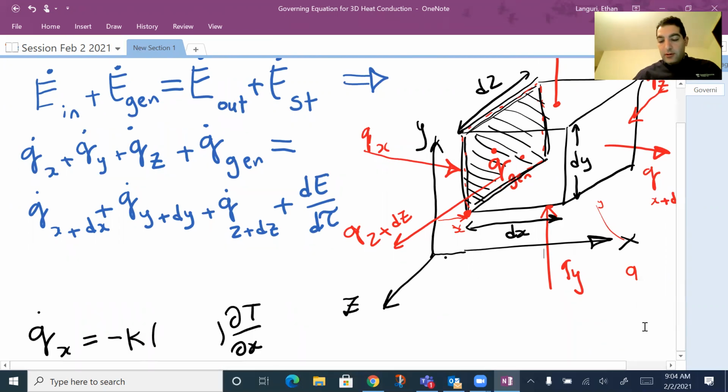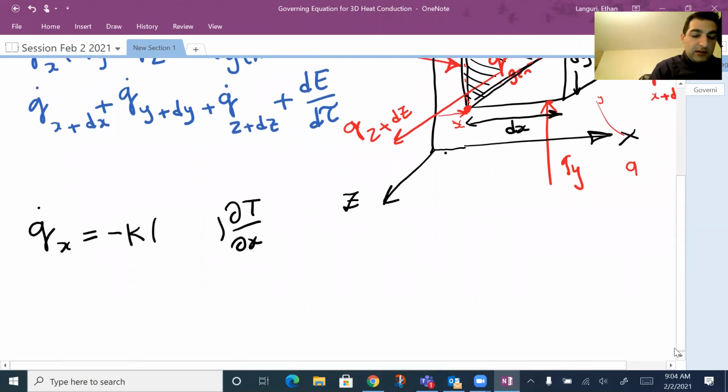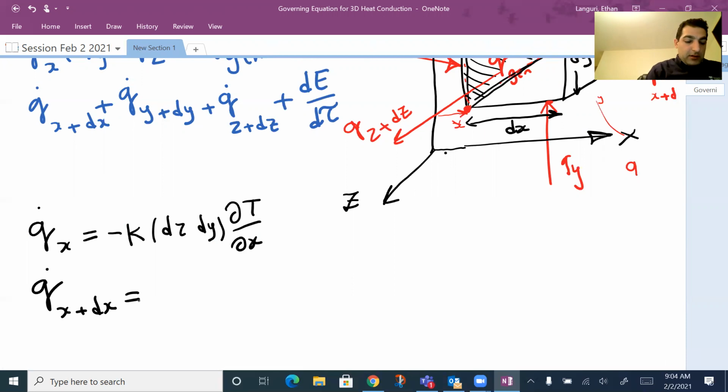So here I put dz dy instead of area. And now I have my q dot x. And similarly, I'm going to write down q dot x plus dx. That's the rate of heat leaving the control volume along the x direction, for which we're going to use the Taylor series expansion and rewrite the same Fourier's law, but instead of dT over dx, we're going to use it at the location of x plus dx.